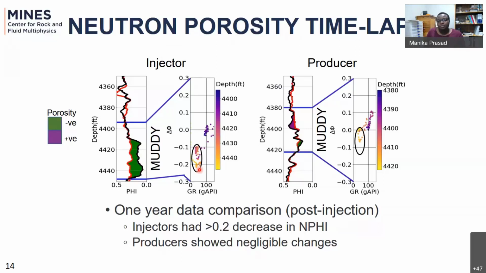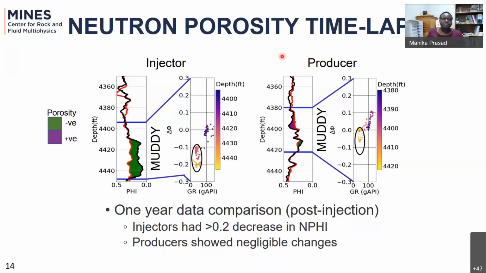But to the right here, we see the producer, and it's interesting to find that there seems to be very little to no change in the producer. This change is below 10%. We could assume it was within the error margin of the tool. So our understanding of theory was that if we had CO2 mixed with hydrocarbons, neutron porosity logs should definitely decrease in both wells. However, like I said, the injector alone had the highest response and the producer showed little to no change.